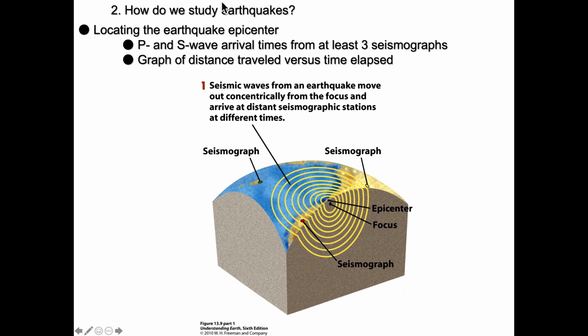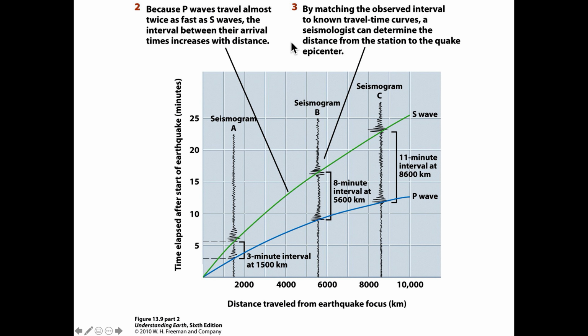So we're going to graph the distance of travel versus the time elapsed. Because P waves travel twice as fast as S waves, the interval of time between their arrival increases with distance. By matching the observed interval to known time travel curves, a seismologist can determine the distance from the station to the quake epicenter. Again, this is the distance to the epicenter, not where the epicenter is.